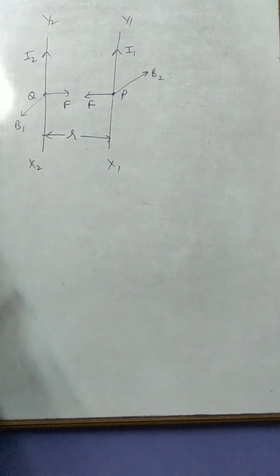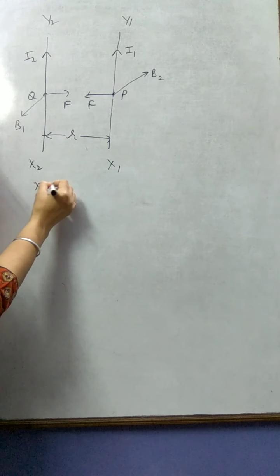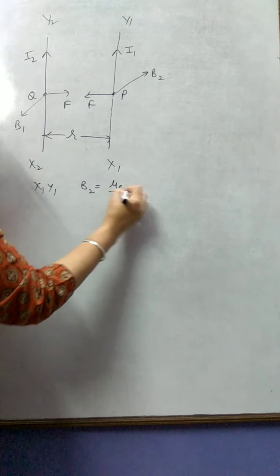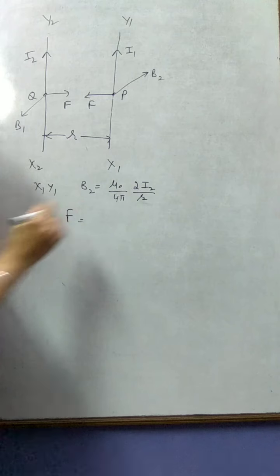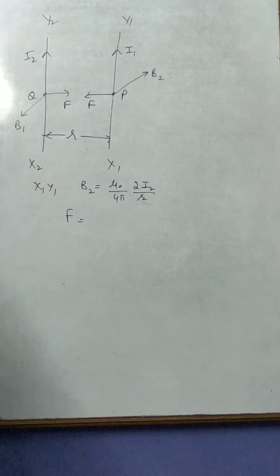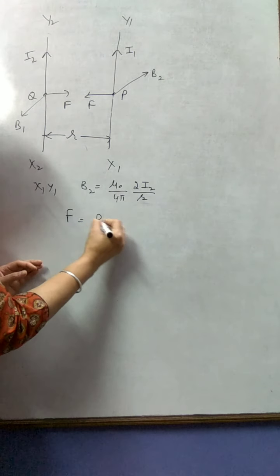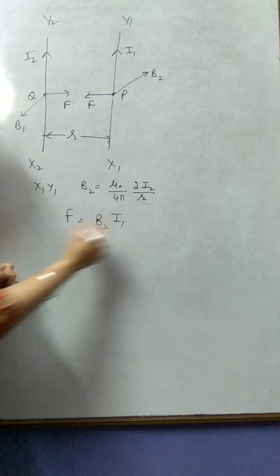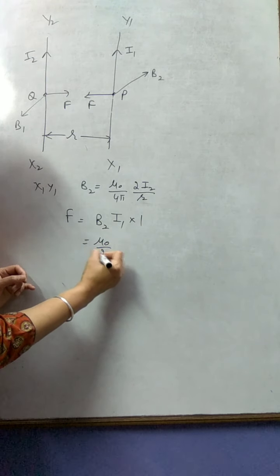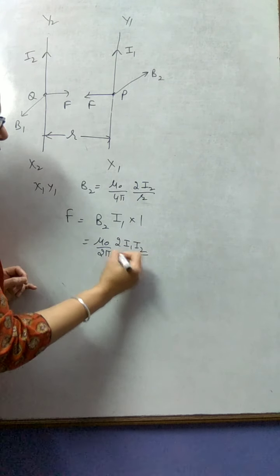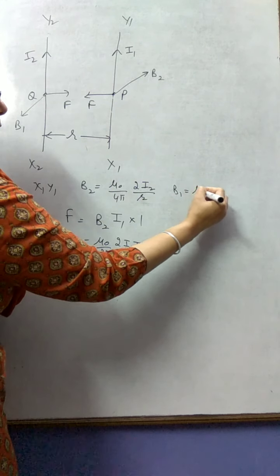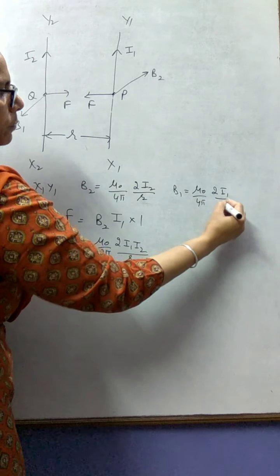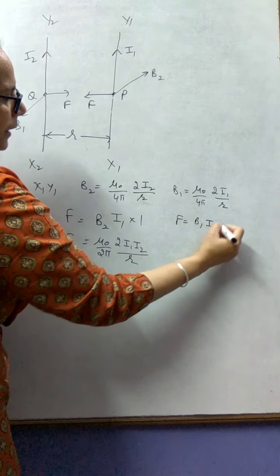Now the same current. If we consider here X1 Y1, the magnetic field of a straight conductor is mu naught upon 4 pi, 2 I2 upon R. Now this is the force per unit length. Why are we considering it per unit length? Because it is an infinite conductor. Then the force is B2, the current is I1, and the length is 1. So it becomes mu naught upon 4 pi, 2 I1 I2 upon R. This is the force. Similarly, for this, if we have B1 as mu naught upon 4 pi, 2 I1 upon R, then F is B1 I2 into 1.